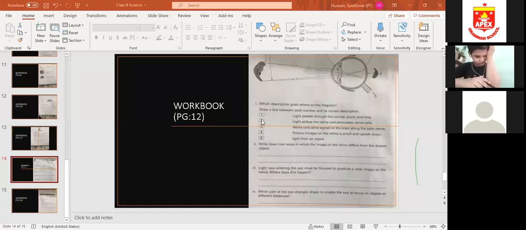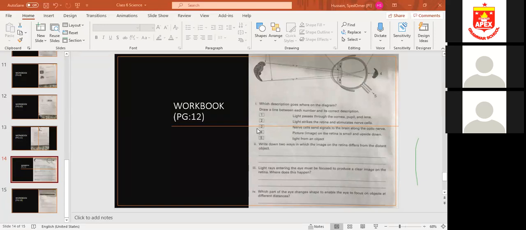Next student is Nurul Iman. Nurul Iman, you can answer my question. Number 3. The rays strike the retina and set up signals in some of its nerve cells. Very good. The light rays strike the retina. Yes, you can match it with light strikes the retina and stimulates nerve cells.